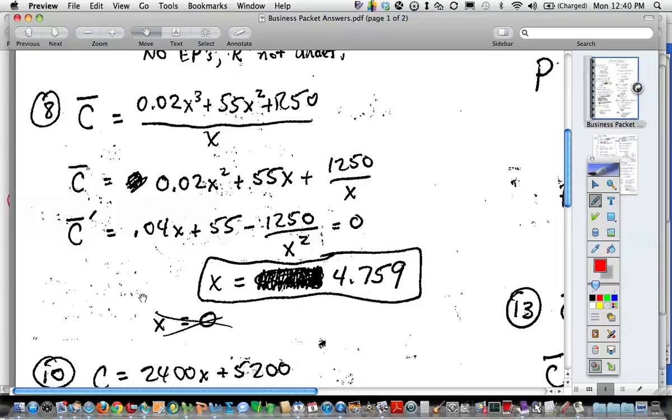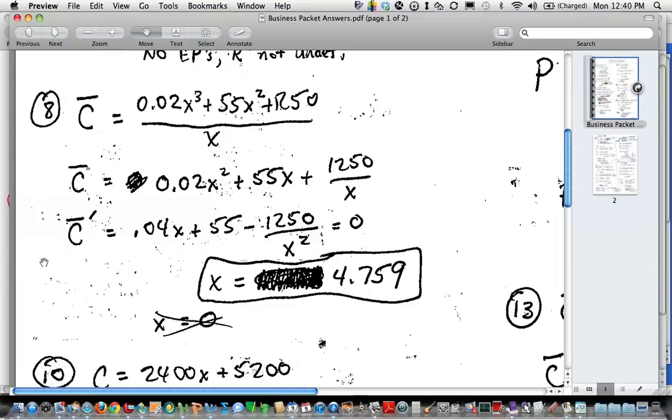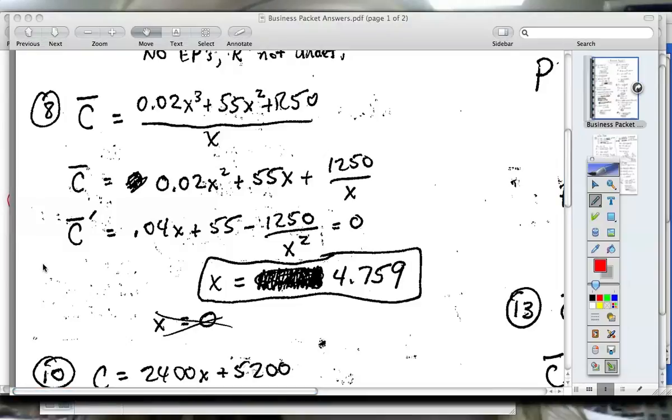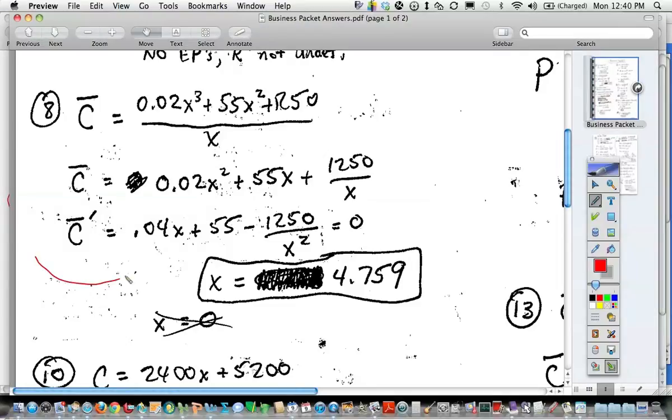Now, to answer the question, you have to think about this a little bit. It says, find the number of units X that produces the minimum average cost per unit. Now, 4.759 would be where this C-bar equation is a minimum. In other words, it might, but it's not a parabola or anything, so we can't really do that. But it comes down and like so, and that's 4.759.